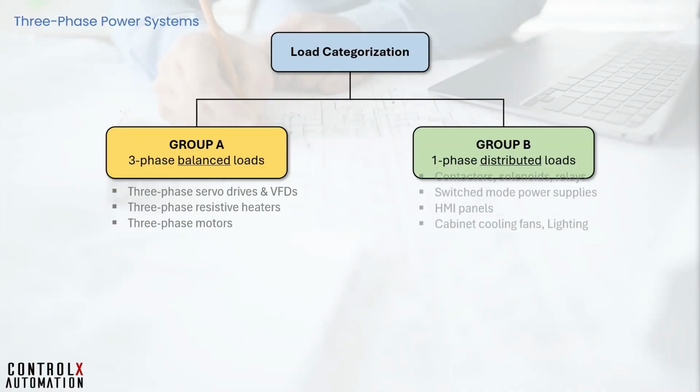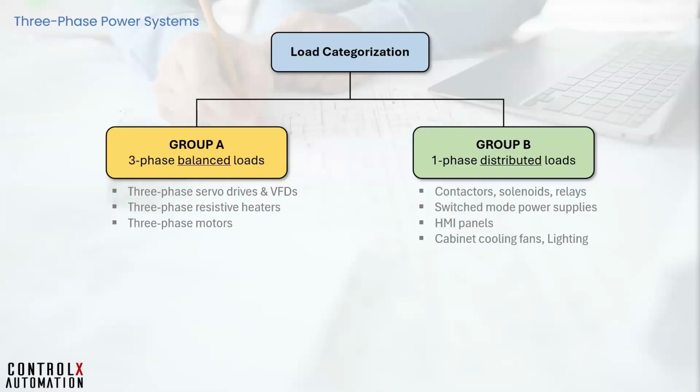Examples of single-phase loads are control circuits like contactors, solenoids, switch mode power supplies, HMI panels, cooling fans, lighting, etc. As a general rule, the sum of single-phase loads on any one phase should not deviate more than approximately 10% from the average single-phase load per phase. Significant imbalance causes unequal transformer winding temperatures and other issues like increased circulating currents in the delta winding, which ultimately reduces the transformer life.